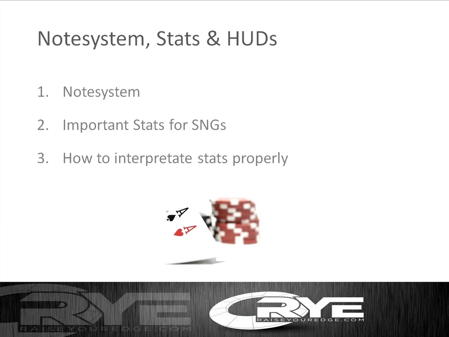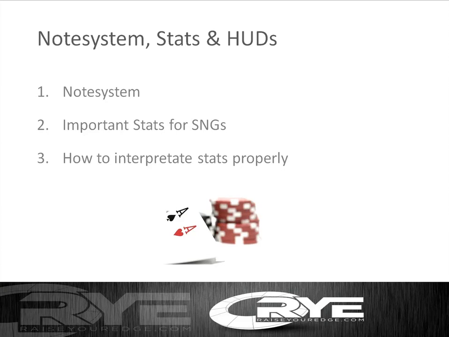Today we talk about the technical tools. So we talk about stats, HUDs, and about a clear node system. At first we'll talk about how you can construct an optimal node system. Then we look at important stats for 6-max hyperturbo sit and goes.